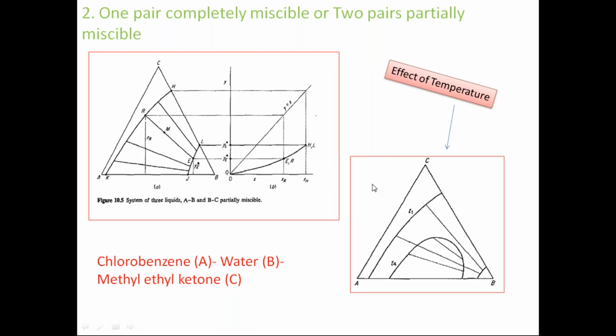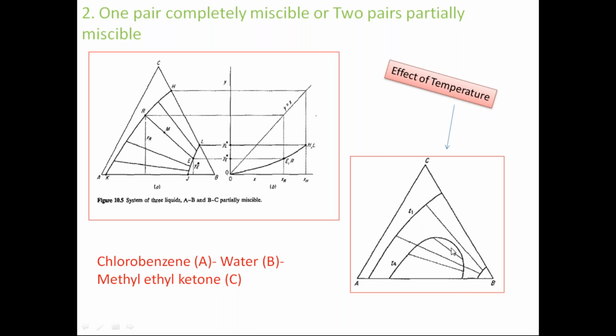So what we do is, for such a system we will increase the temperature. When you increase the temperature, then typically the solubility of C in B and B in C increases compared to A and B and B and A. So this type of system may be possible at higher temperature. This is what you have found at lower temperature.